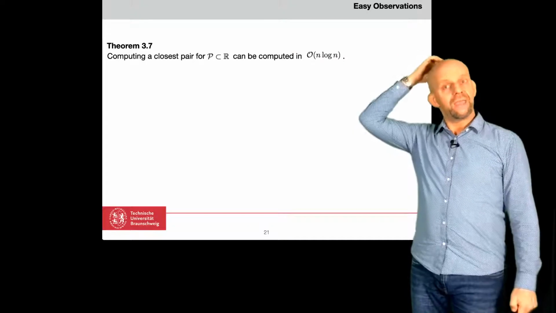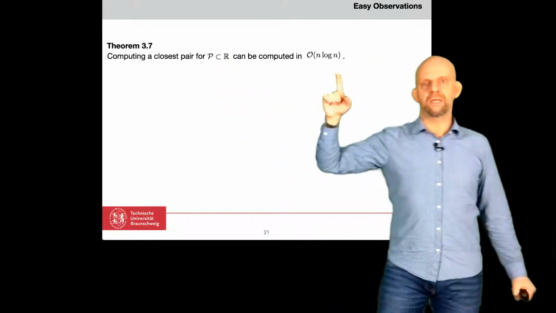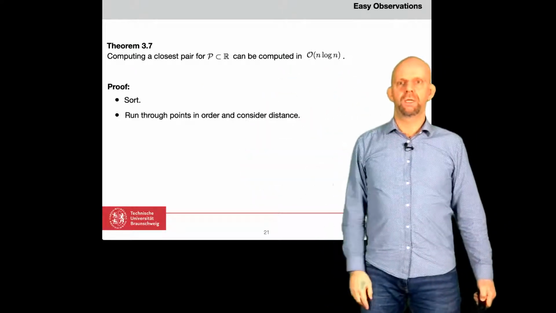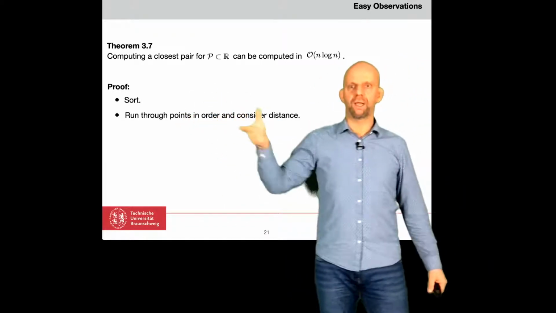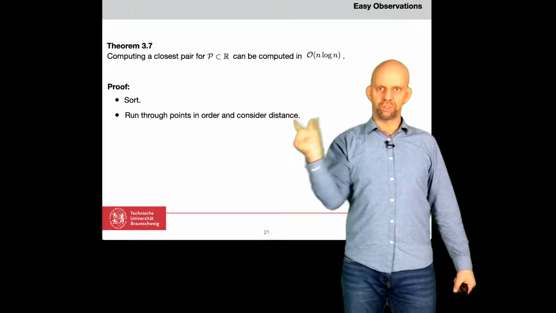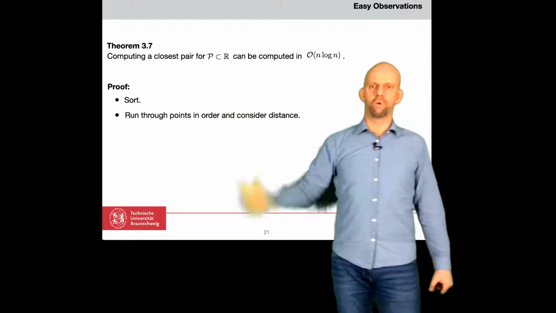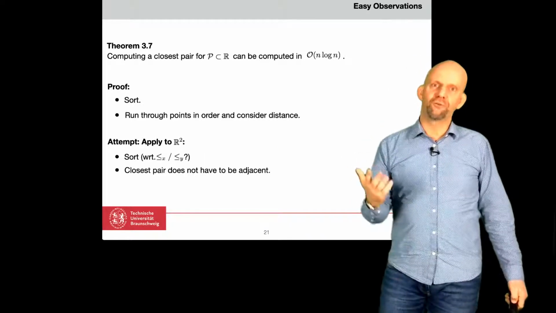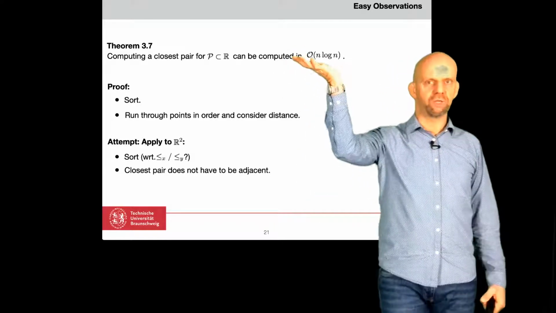First of all, if we do this not in two-dimensional space, but in one-dimensional space, then it's really easy to do that in n log n, because all you need to do is sort the numbers, and then run through the sorted list, and keep track of the distance between consecutive numbers. You just remember the smallest distance between consecutive numbers in that sorted order, and that will be your minimum distance in total. And you can try, of course, n log n.